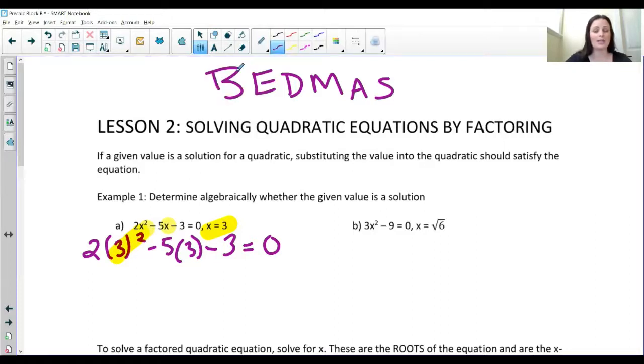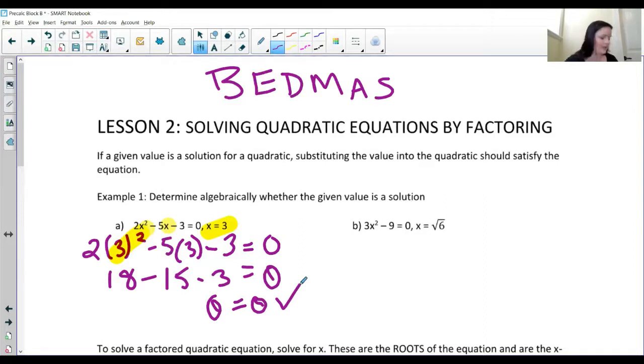3 squared is 9. 9 times 2 is 18. Then we're going to do minus 5 times 3, which is negative 15, minus 3 equals 0. 18 minus 15 is 3. 3 minus 3 is 0. Does the left side equal the right side? Yes, it does. So it is verified as a solution.